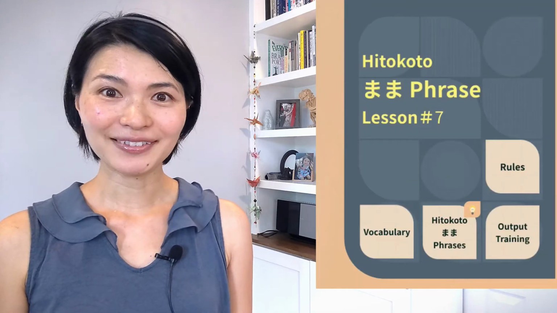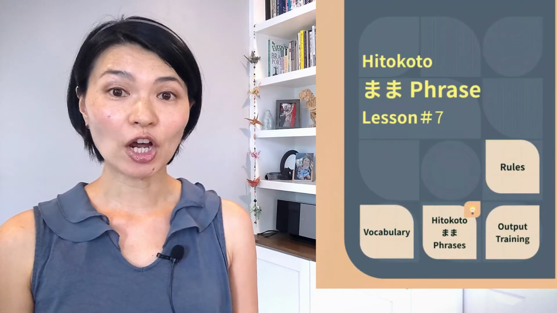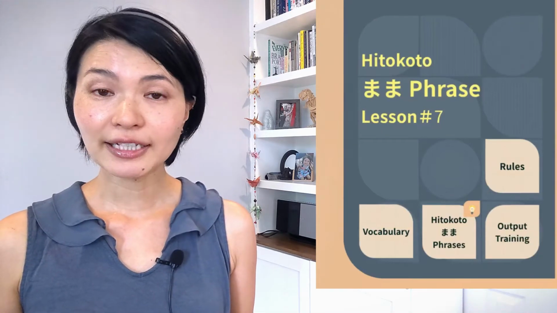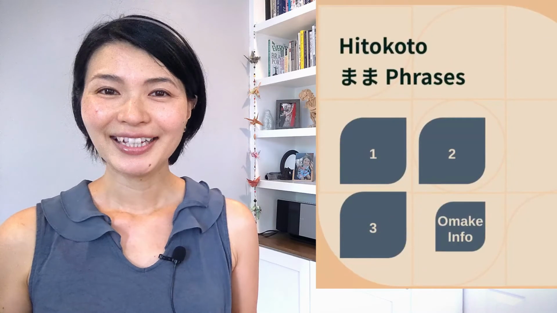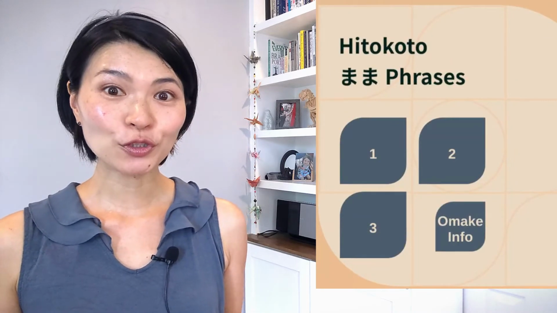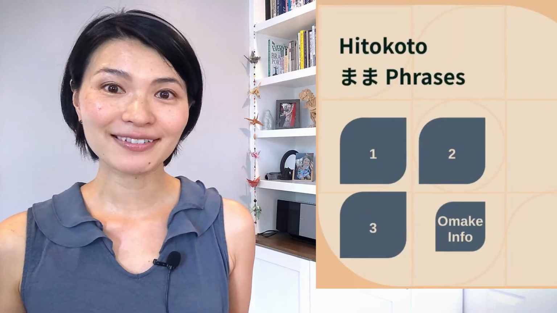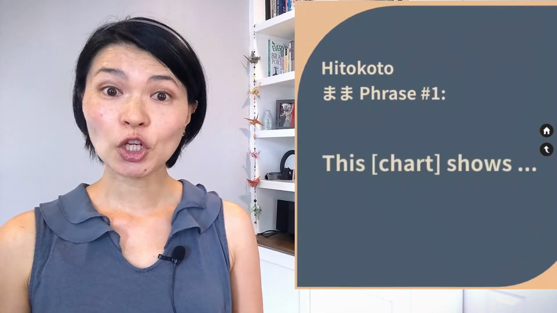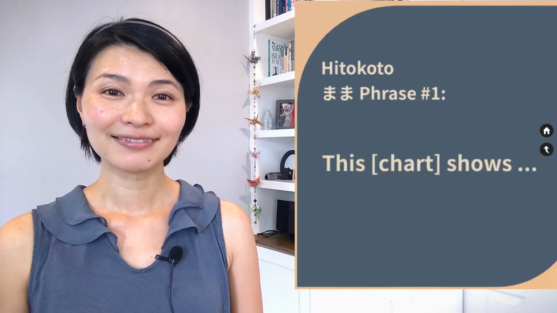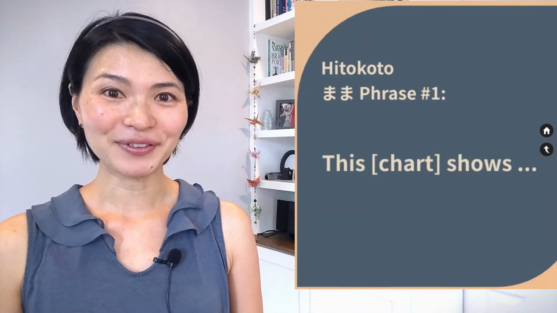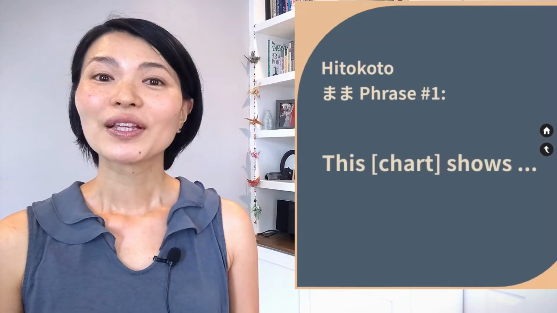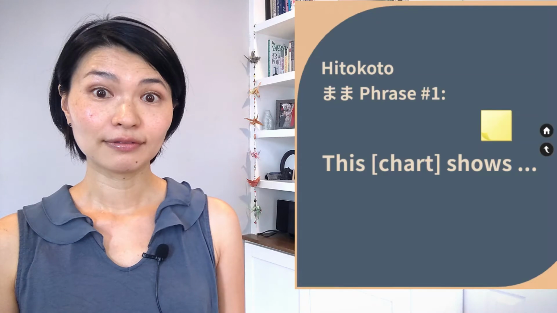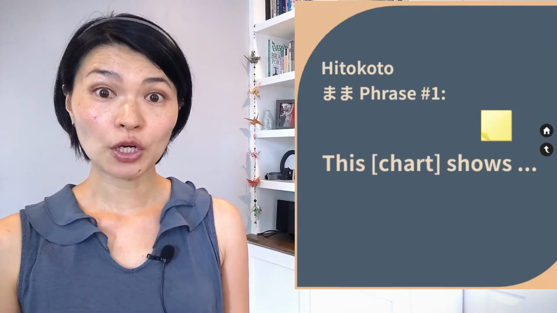Take out your sticky note and write "Describe a chart" at the top. To describe a chart by highlighting key information, here are the natural and professional phrases native speakers use. Hitokoto mama phrase number 1. This chart shows. Write this down on your sticky note. Now repeat after me. This chart shows.